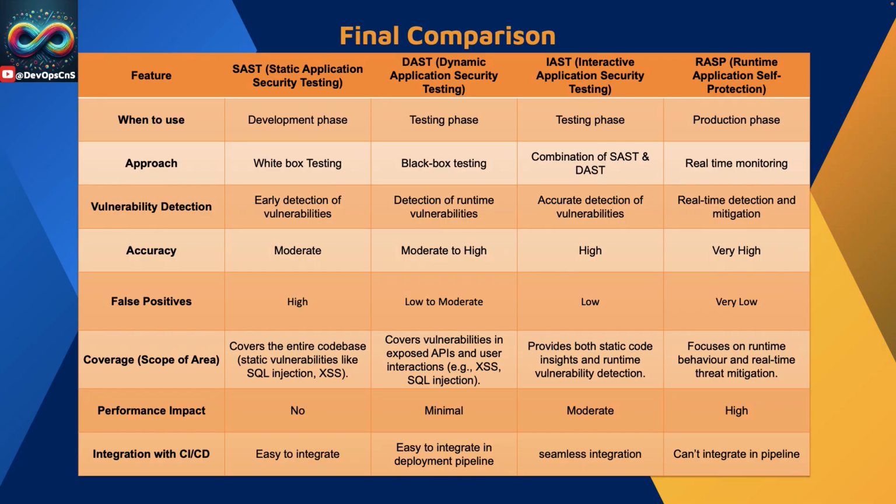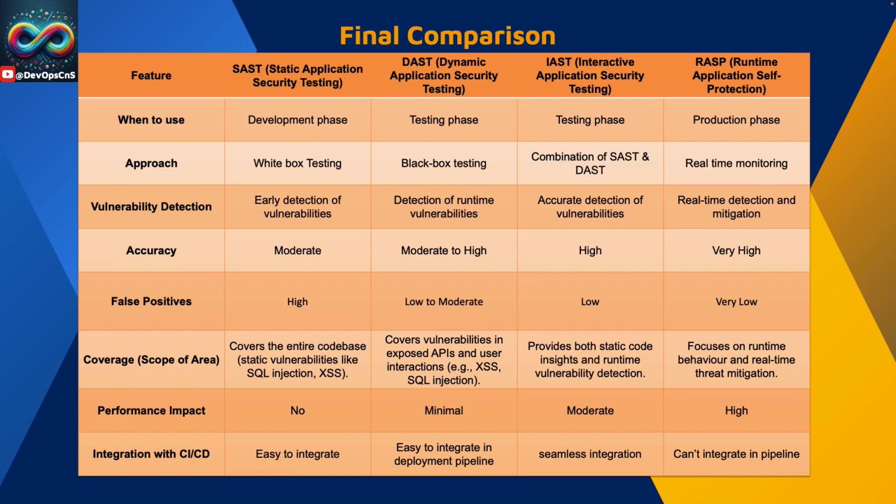So next feature is accuracy. For SAST, it's moderate, because it may sometimes generate false positives due to the lack of runtime context. DAST is moderate to high. There are fewer false positives, but limited context because it has no access to the code. IAST is high accuracy because it combines analysis of both runtime and the application code, like SAST and DAST. And RASP is very high accuracy because it detects and blocks attacks dynamically based on runtime behavior.